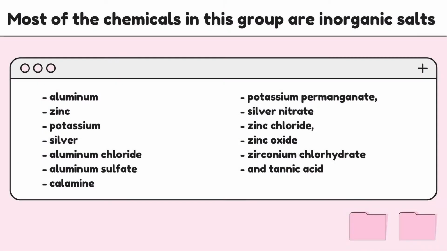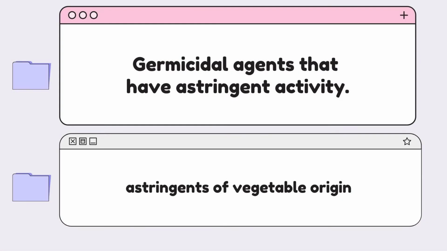Most of the chemicals in this group are inorganic salts of aluminum, zinc, potassium, and silver, and include aluminum chloride, aluminum sulfate, calamine, potassium permanganate, silver nitrate, zinc chloride, zinc oxide, zirconium chlorohydrate, and tannic acid. There are many germicidal agents that also have astringent activity.